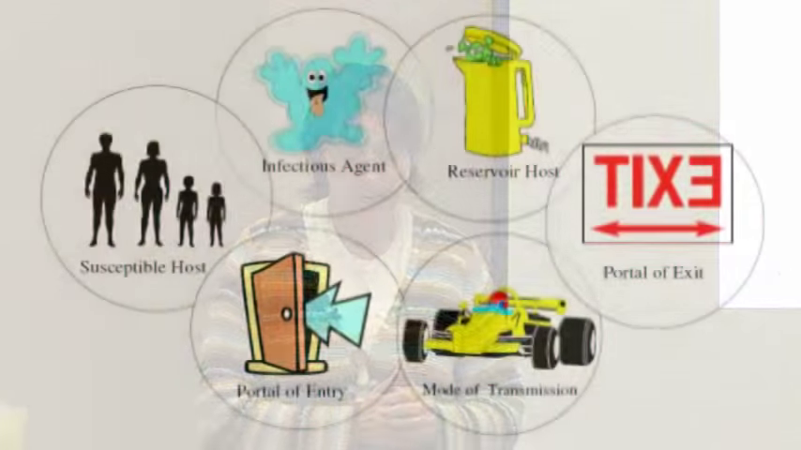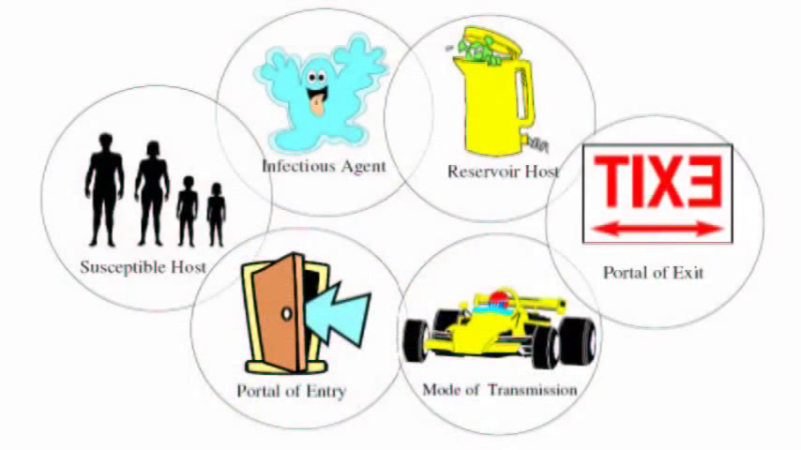So I'm just going to talk a little bit about the chain of infection. Basically, every one of these little circles, little points of the chain, every one of them has to be met in order to send a disease from one person to the other, okay? If one of these links is broken, then it won't be passed on, okay?